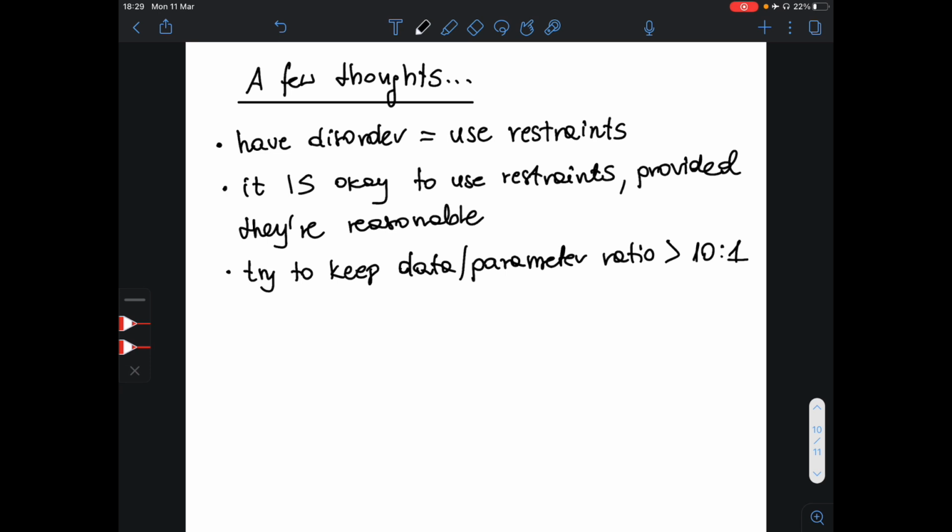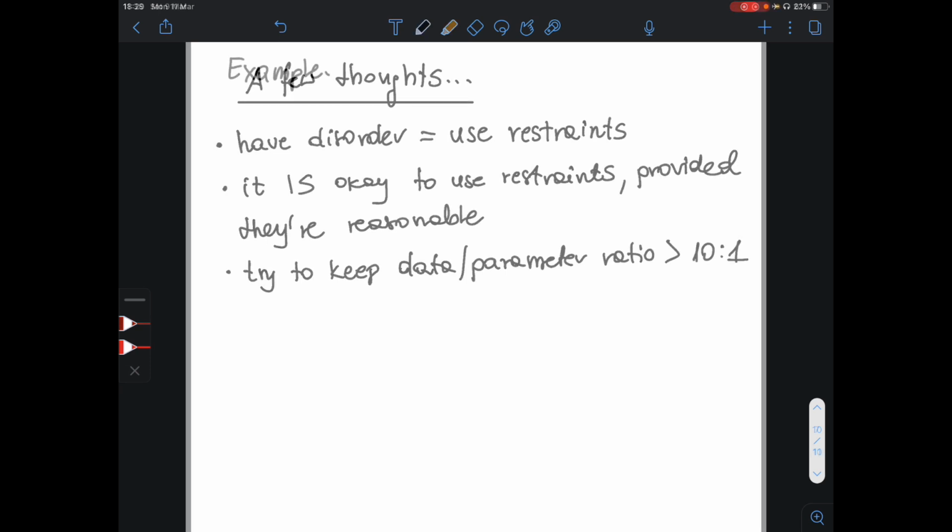And a final thought, we'll try to keep the data to parameter ratio to more than 10:1. How can we increase the data to parameter ratio? For example, through using constraints, because when we use constraints, we decrease the number of parameters, so the data to parameter ratio increases. Of course, it's not always possible to have such a perfect data to parameter ratio if your data is weak, if your data set is not that good, but in general, if possible, we'll try to do that.